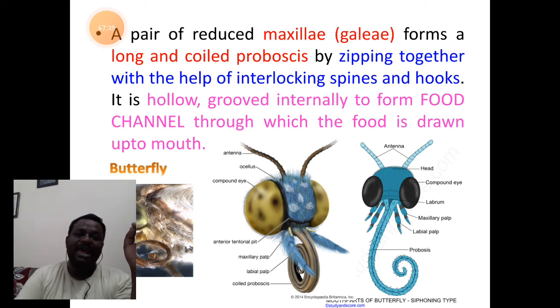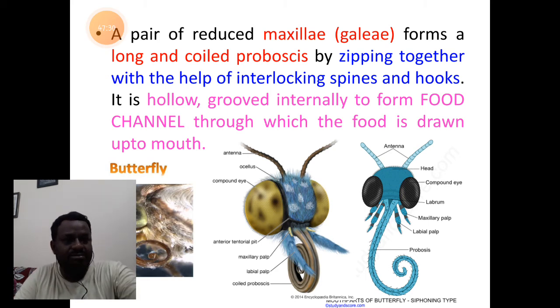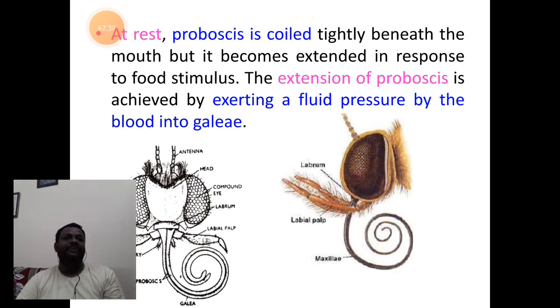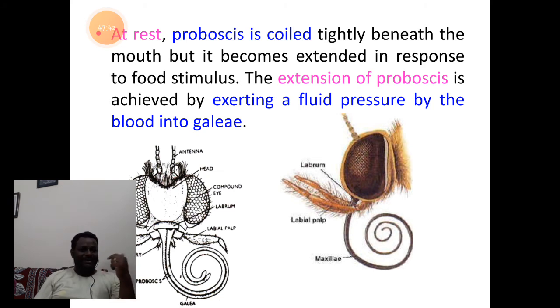Okay, labrum is present but it's highly reduced in its size. Students, remember, when the organism is at resting condition, the proboscis seems to be highly coiled. But at the time of feeding, the extension of the proboscis to form a long tubular proboscis is brought about by the exertion of fluid pressure by the blood into the galea.